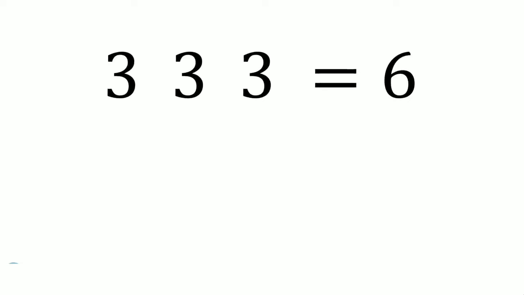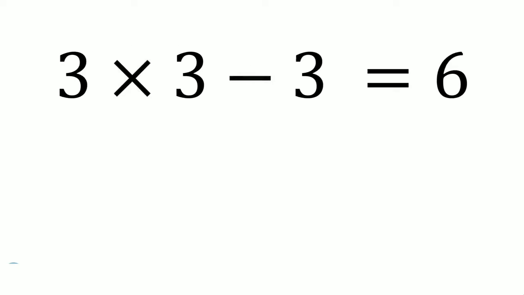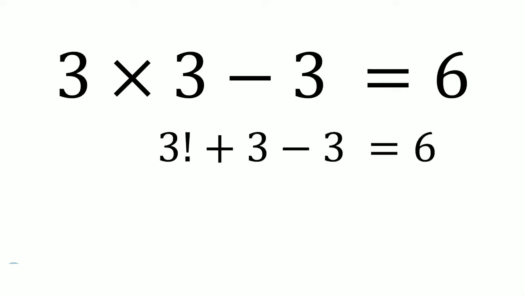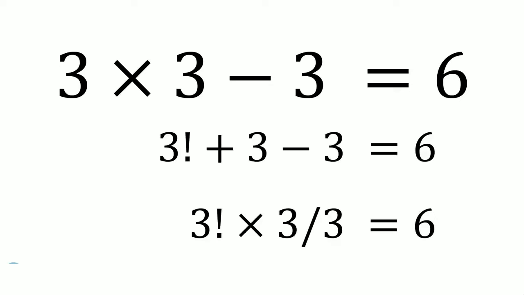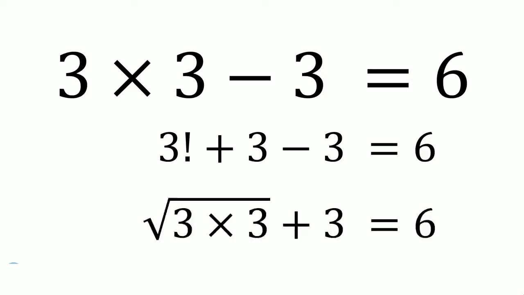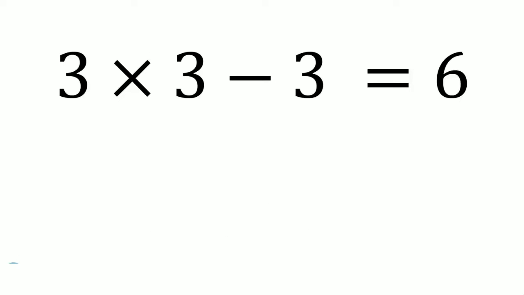Now let's solve for 3, 3, 3 equal to 6. One way to solve this is 3 times 3 minus 3 is equal to 6. But actually there are several more solutions to this. Another one is 3 factorial plus 3 minus 3, which gives us 6. We can also do 3 factorial times 3 over 3. And we can do something like the square root of the quantity 3 times 3, and then we can add 3. That's also equal to 6.